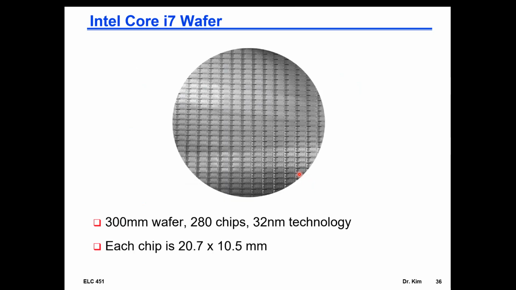So this is the size of a wafer. A 300 millimeter wafer, so this is exactly 30 centimeters, and you can see all the chips pattern. It has 280 chips just on one wafer. This is at a critical dimension of 32 nanometers, and each chip is about 2 by 1 centimeter. You can see that it's kind of rectangular.